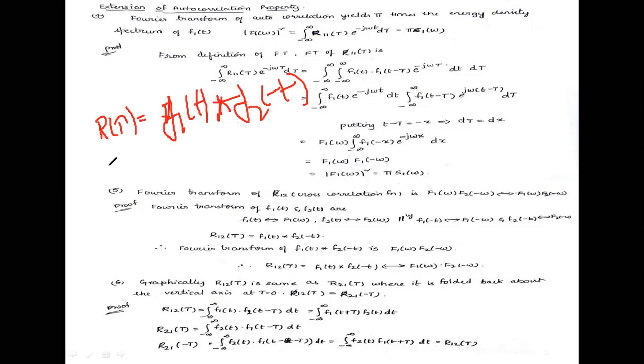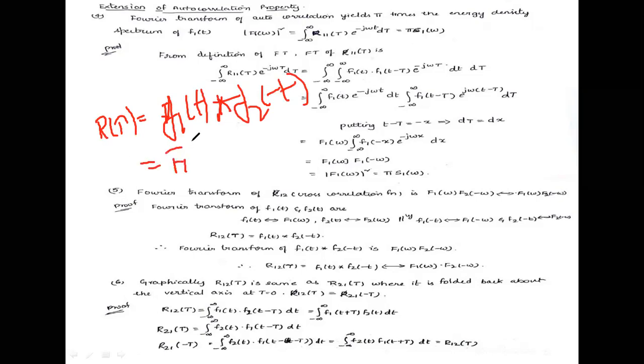That Fourier transformation relation is F1 of omega and F1 of minus omega. Why did I write F1 of minus omega? For correlation and convolution, what is the relation here? R of tau is equal to, let me take F1 of t convolved with the second signal, F2 of minus t. Apply the Fourier transformation here.